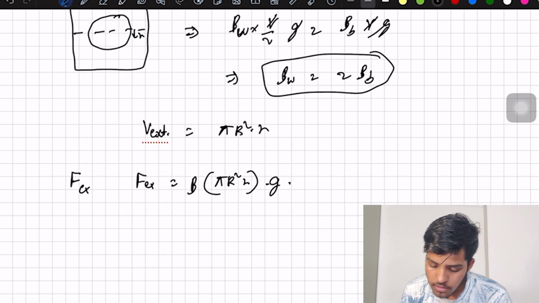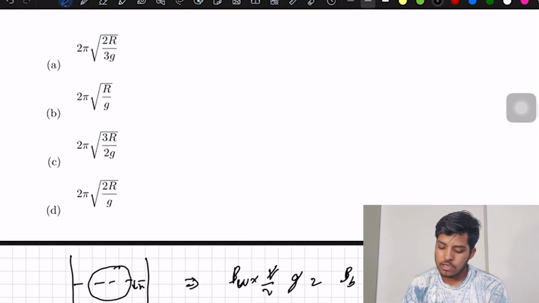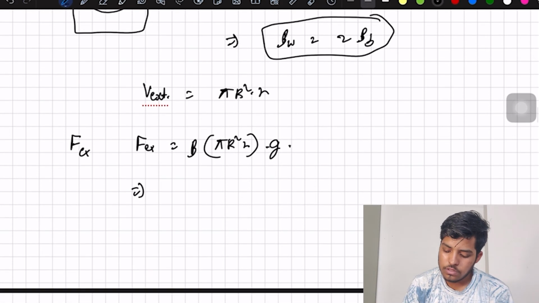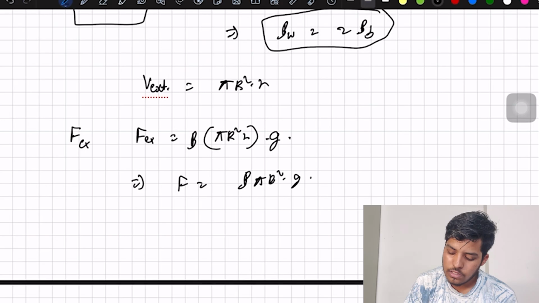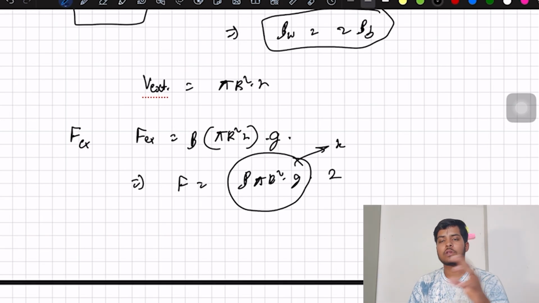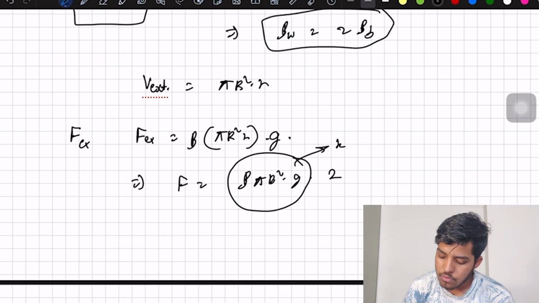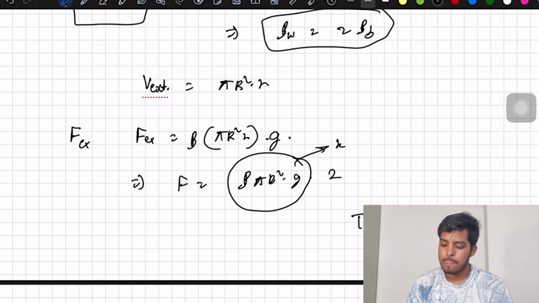So what we have to find is the time period of oscillation. The restoring force equals rho pi r square g into x. This can be considered as k, since in SHM something multiplied with x can be considered as k. So time period equals 2 pi under root m over k.